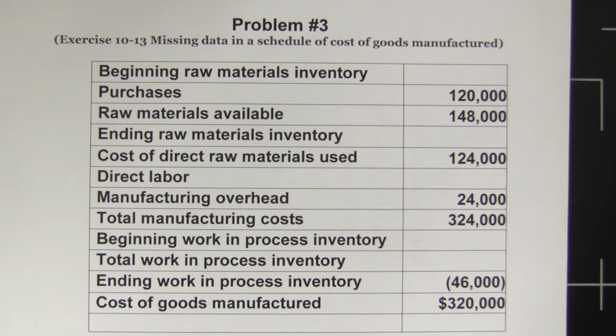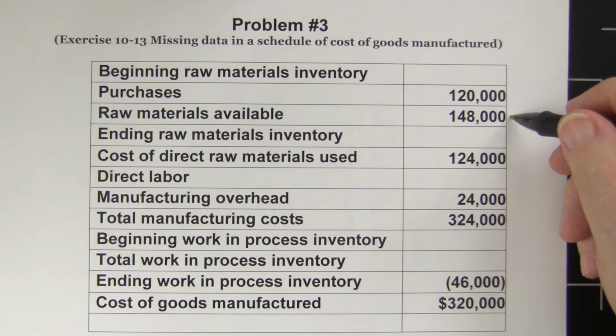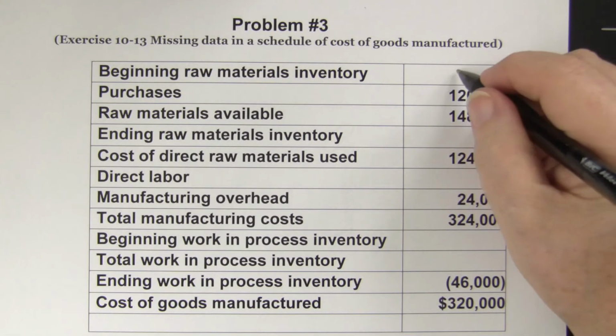And I want you to think through this with me as I go through and explain it in my simple as possible way. Well, if the total raw materials was 148 and we bought 120, how much did we have to have had? We had to have had 28,000.